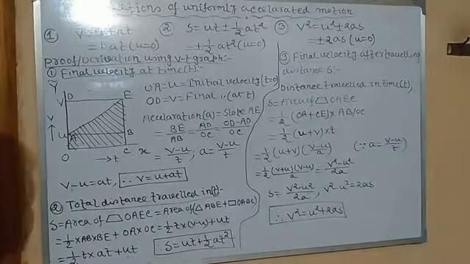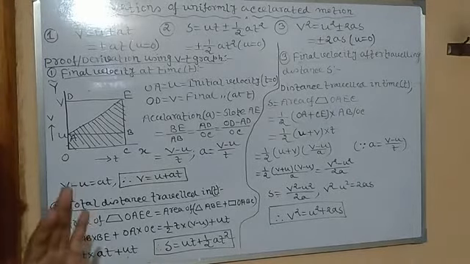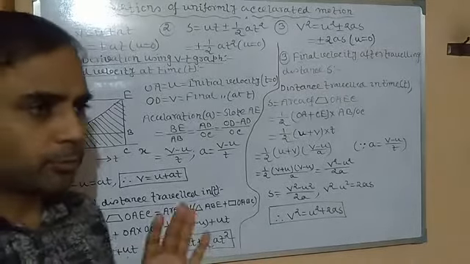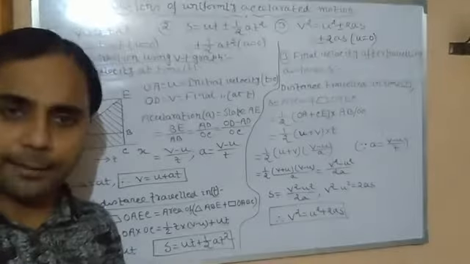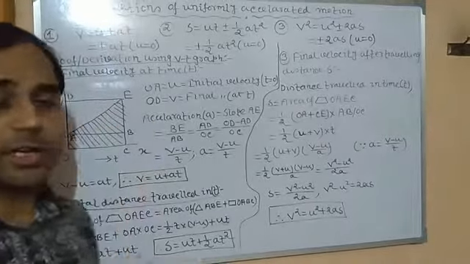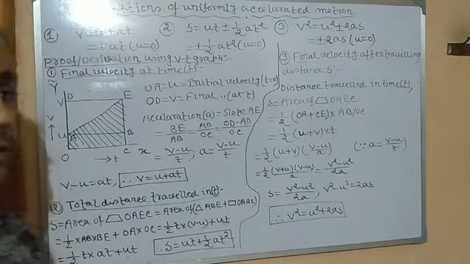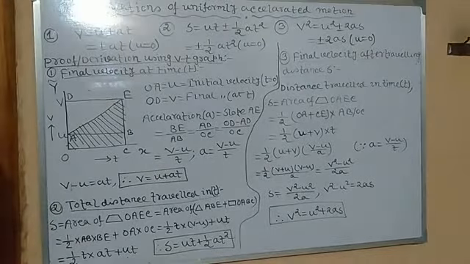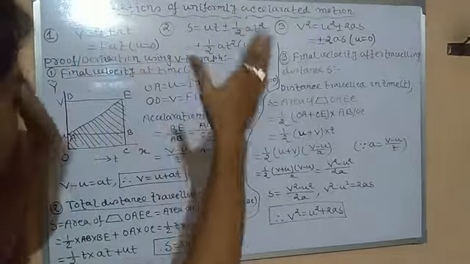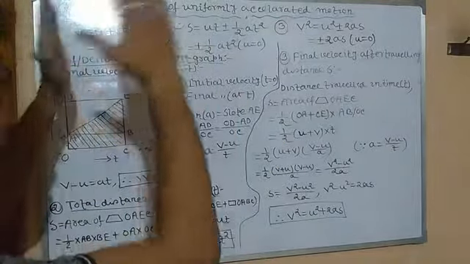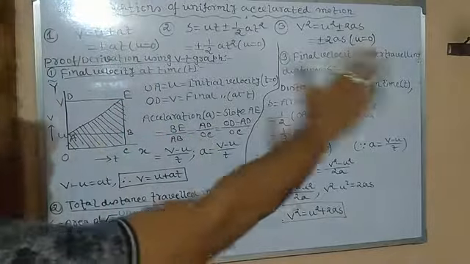Since the body is moving, it possesses some initial velocity, then it will have some time, and since the acceleration is uniform, it will possess some acceleration. Then after time t it will travel some distance, and then it has a final velocity. So this equation establishes the relation among all these quantities.